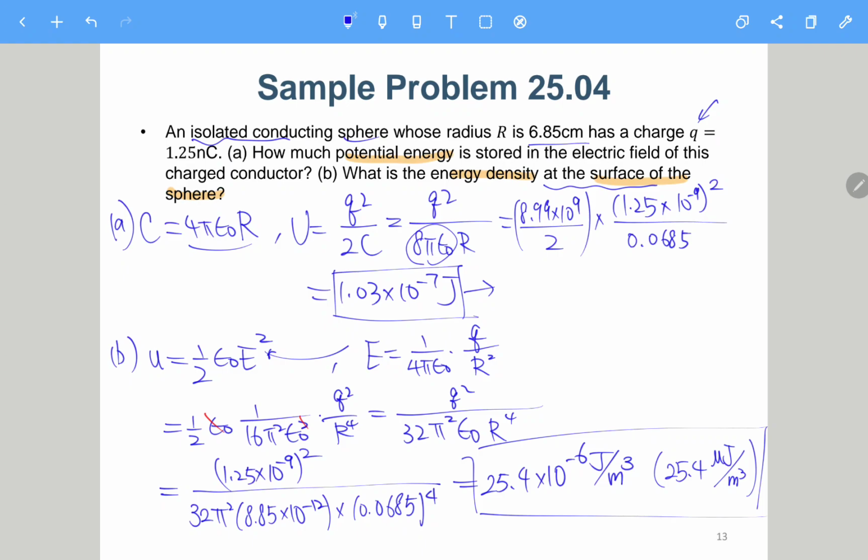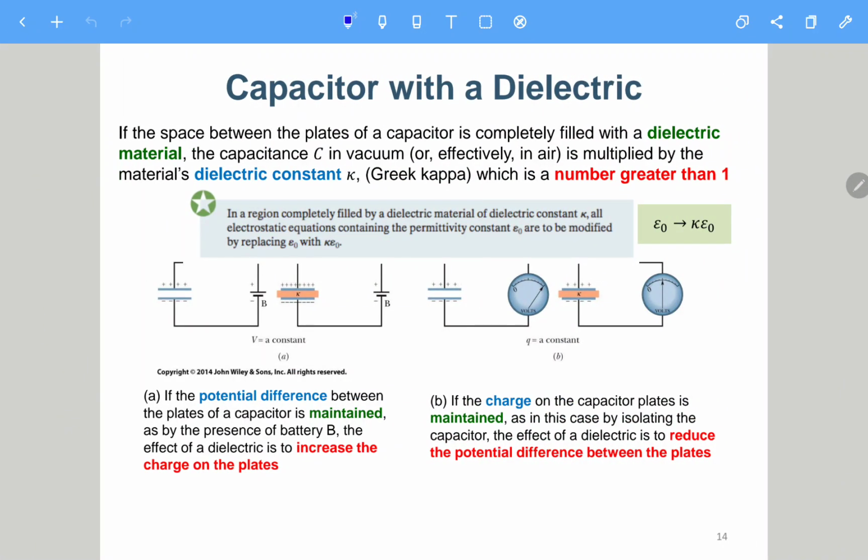Okay. So next, we talk about the capacitor with a dielectric. Just now I mentioned that if you need to increase the capacitance of a capacitor, you can increase the cross-section area or make the distance between the two plates smaller. So this is the third method to make the capacitance larger. Here we try to put something inside the capacitor like a sandwich.